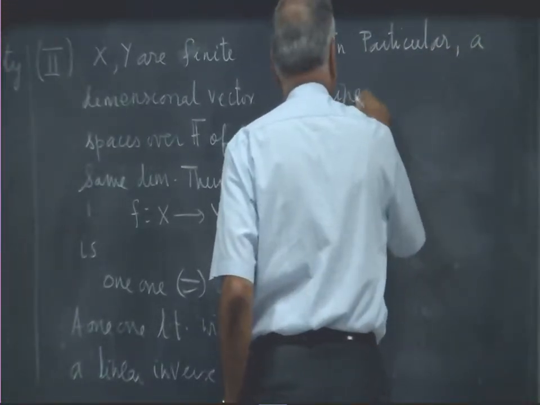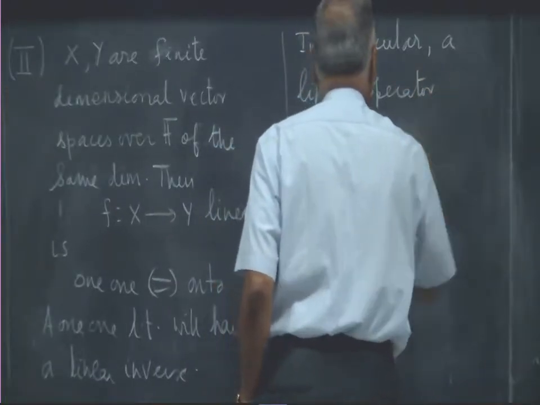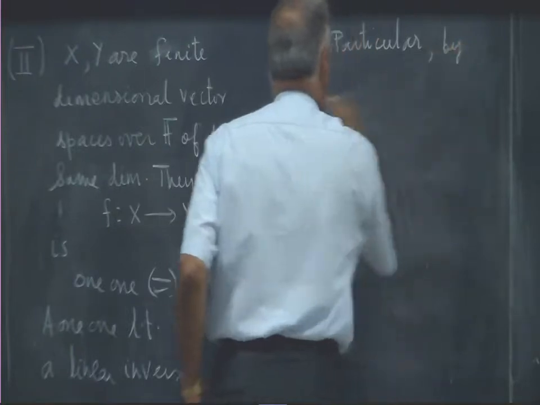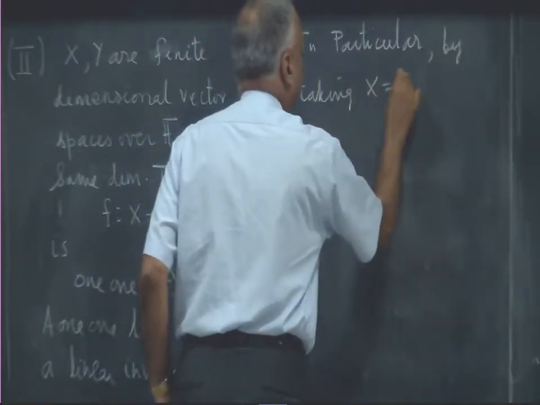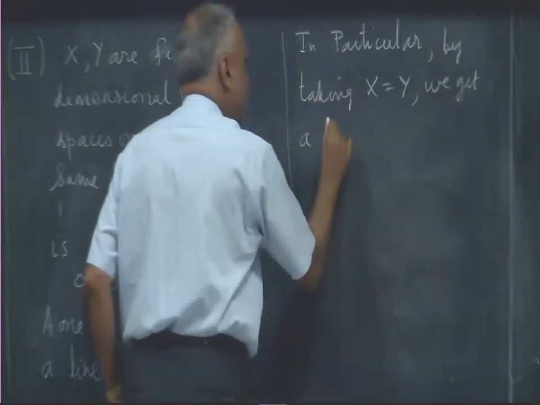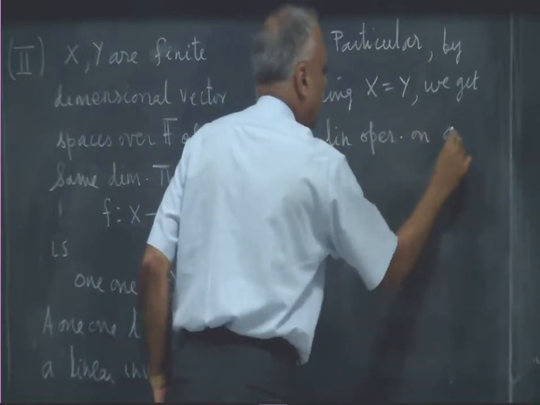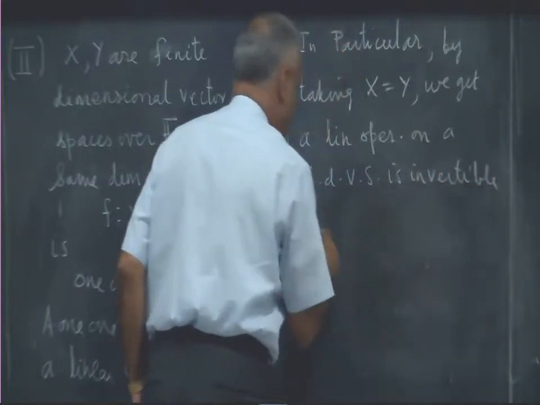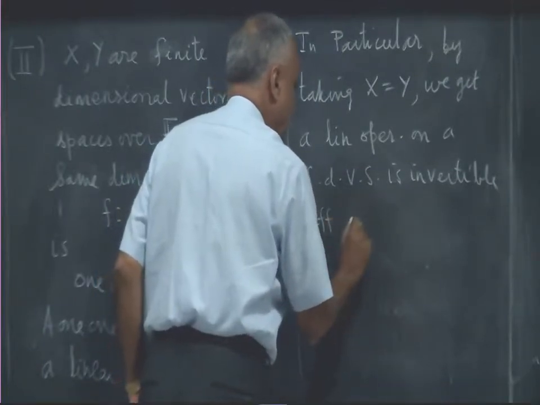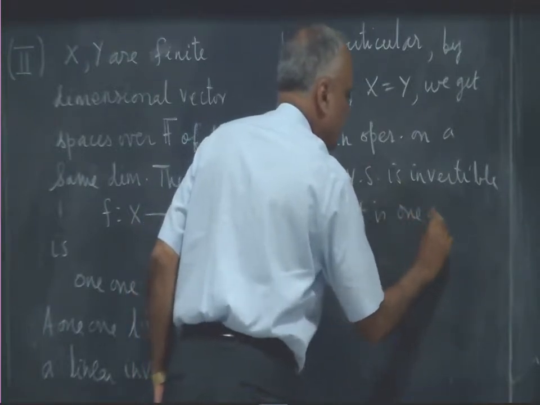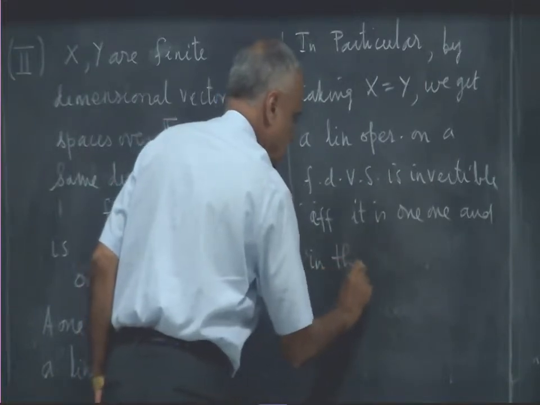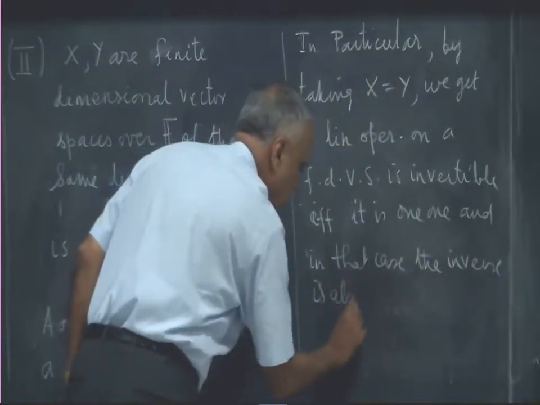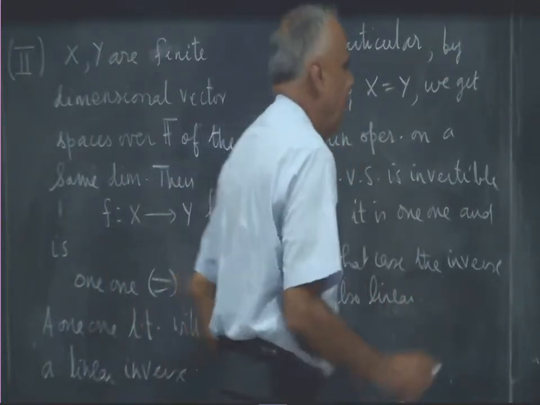So, in particular, by taking x equal to y, we get a linear operator on a finite dimensional vector space is invertible if and only if it is 1-1, and in that case the inverse also is linear. Okay, so that's the next step.